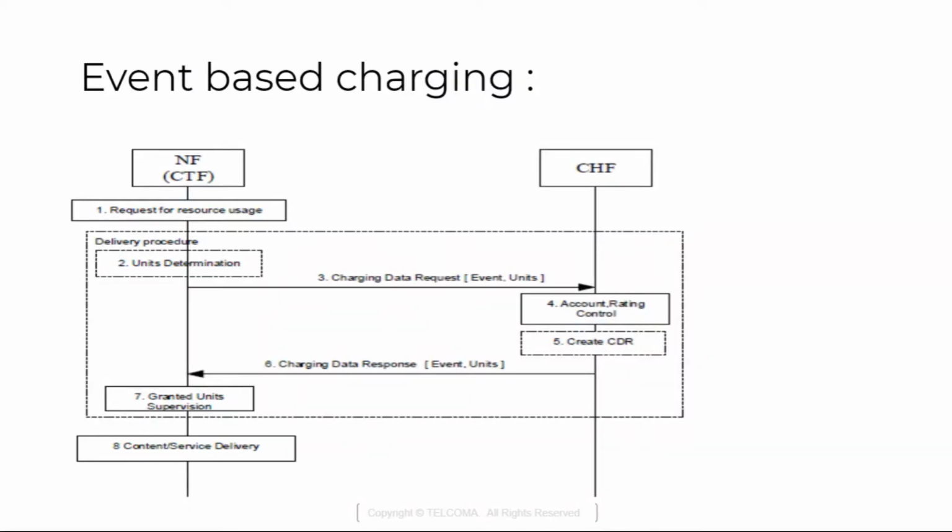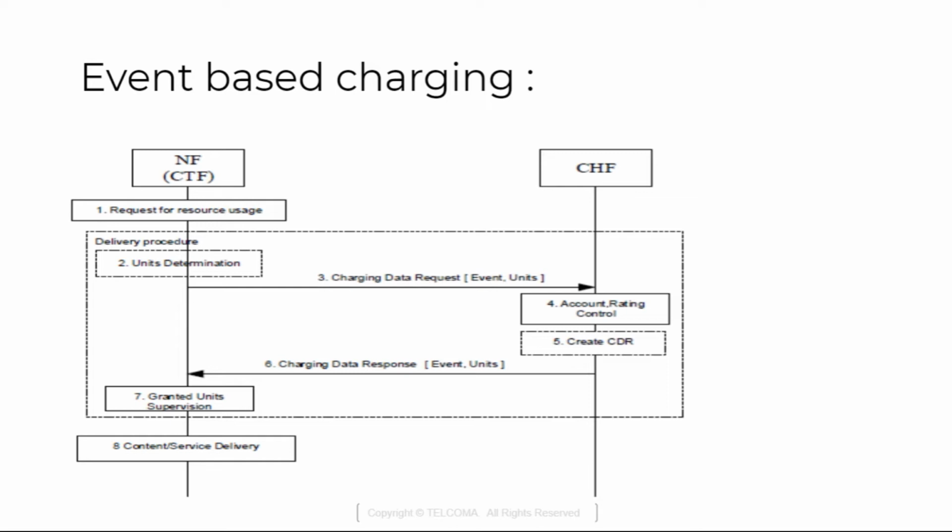So this is basically the flow diagram of converged event based charging. IEC is supported in this, which is immediate event charging. First is the request for resource usage. We can see here a request for the session establishment is received in the network function. The service is configured to be authorized by CHF to start. Another one is units determination. The CTF determines the number of units depending upon the service requested by the UE in the decentralized unit determination scenario.